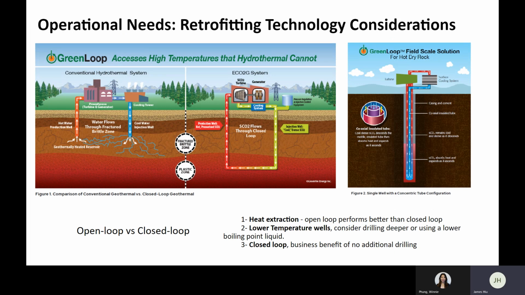Moving on from how we can accurately assess heat potential is the operational and technology consideration in this next slide. There are two types of geothermal plant configurations, such as the open loop on the left and the closed loop configuration on the right, illustrated here. There are three considerations, and one is that the open loop configuration performs better in terms of heat extraction than the closed loop. However, an open loop configuration would likely require additional drilling and therefore additional costs.